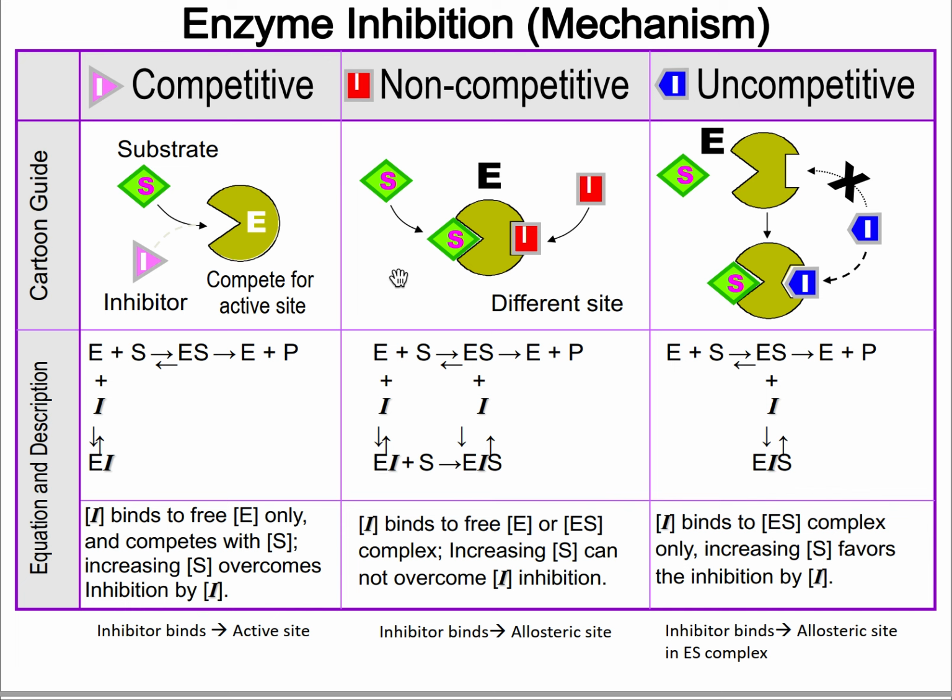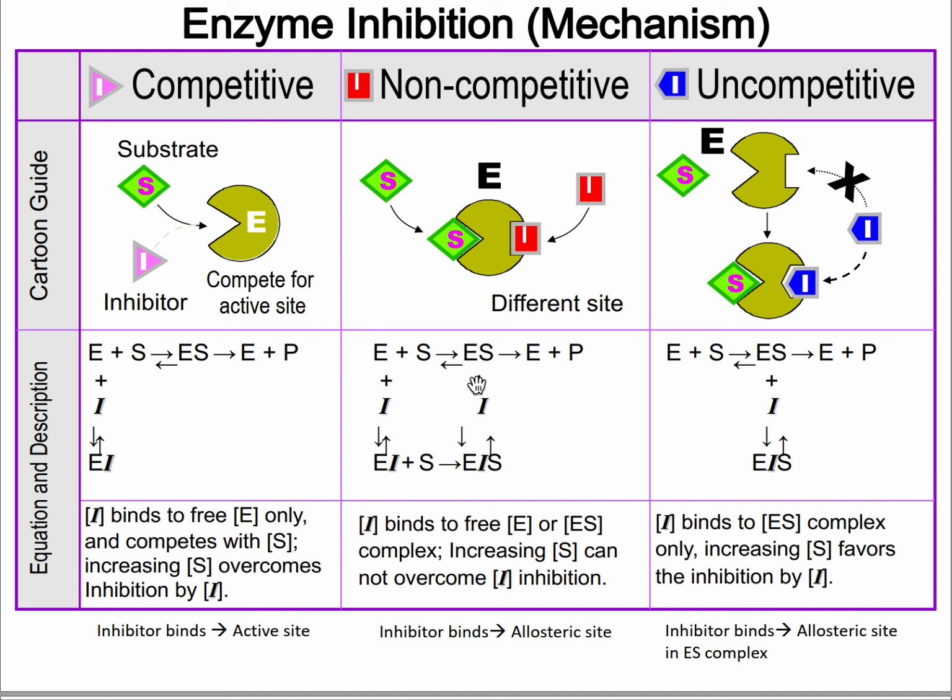For non-competitive inhibitors, there is a different site in the enzyme, which is called the allosteric site. The inhibitor can bind with the free enzyme, making an enzyme-inhibitor complex, and then the substrate can bind to produce an enzyme-inhibitor-substrate complex.